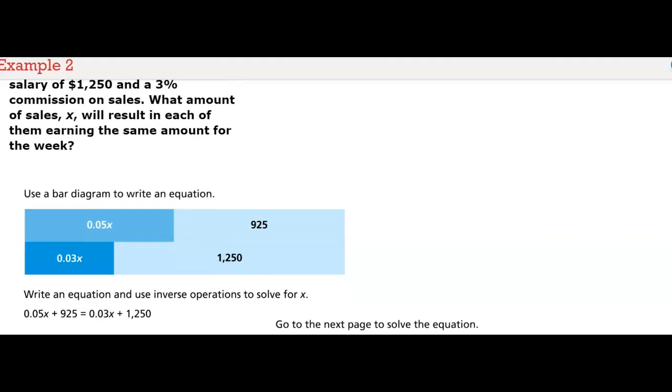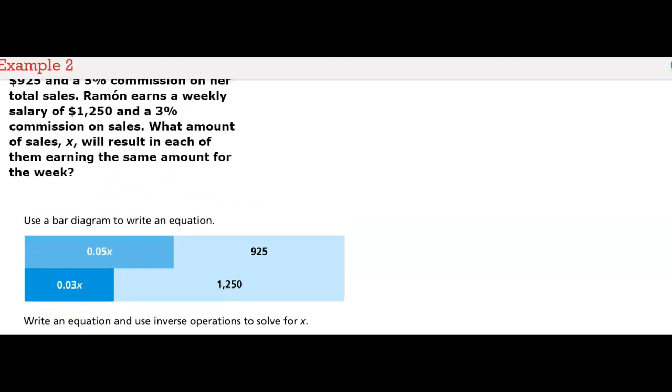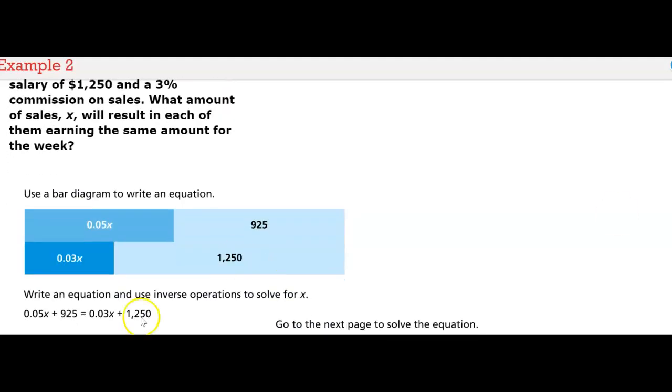Now we're going to write an equation based on these bar diagrams. And so we're going to solve for x. So we took the first equation for Teresa, and then the second equation for Ramon. And so we're going to solve this equation with variables on both sides.